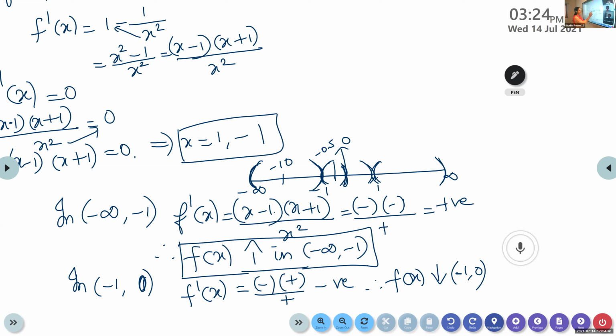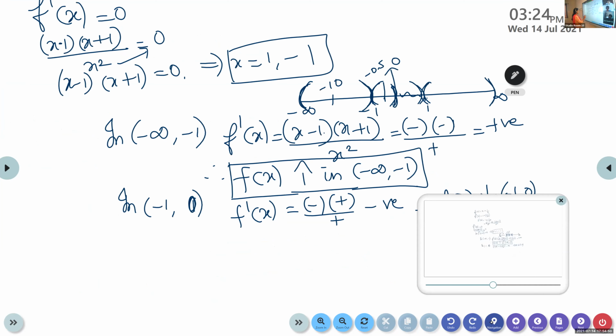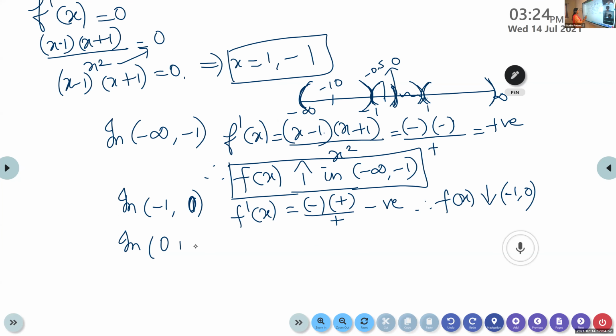Now once again you select the next interval, 0 to 1. In 0 to 1, what happens? What is the value you can select here, Srihari? 1/2, that is positive 0.5, isn't it? Look at the sign of f dash of x. Is it positive or negative? When you put 0.5, 0.5 minus 1.